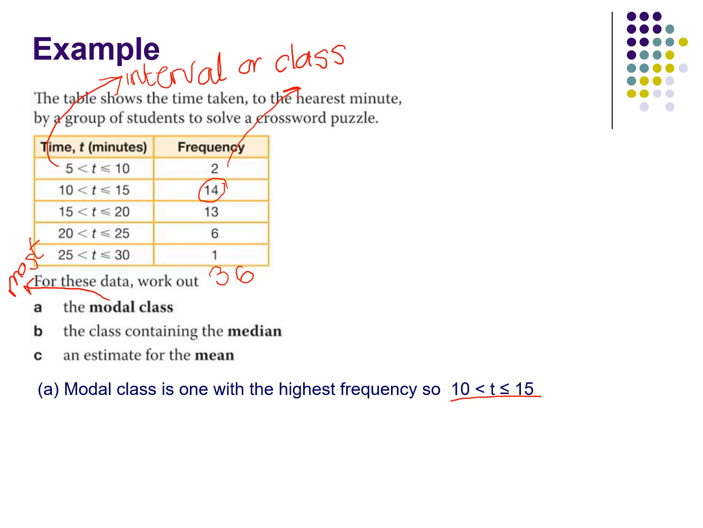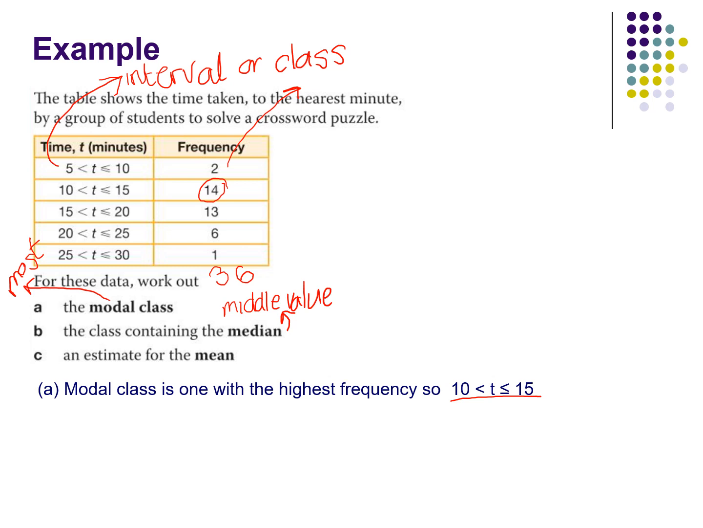Okay, let's look at part B then. The class containing the median. Do you remember what the median is? The median is the middle value. Okay, and it's the middle value once they are put in order. But again, we've already ordered all of these values, so we don't need to actually do that. All we need to do is find out which is the middle one.